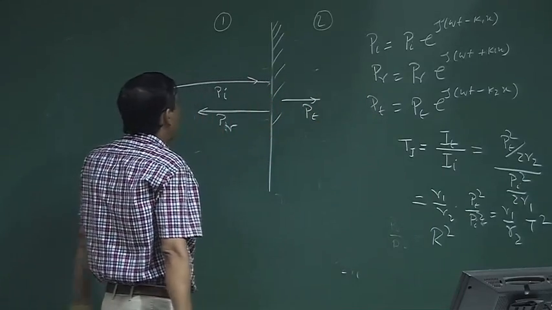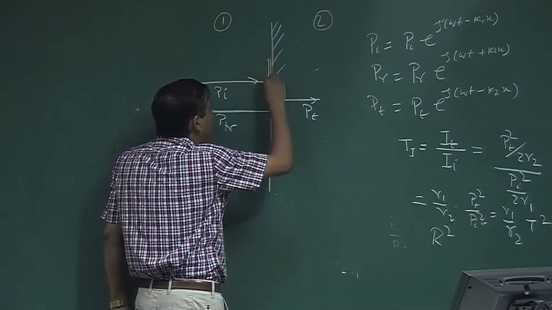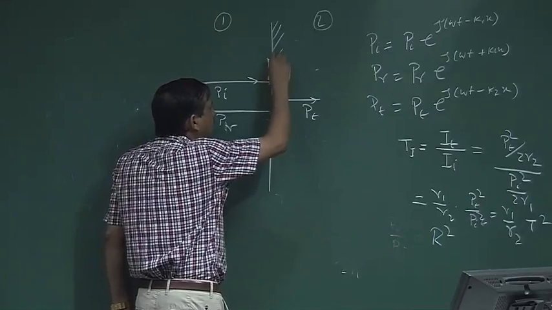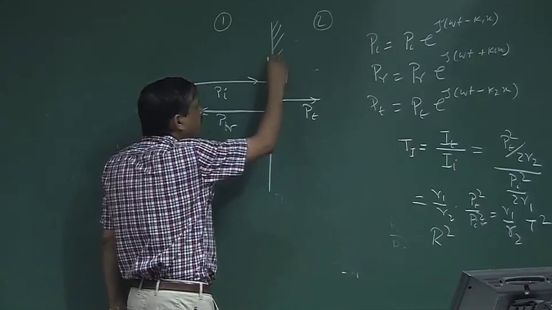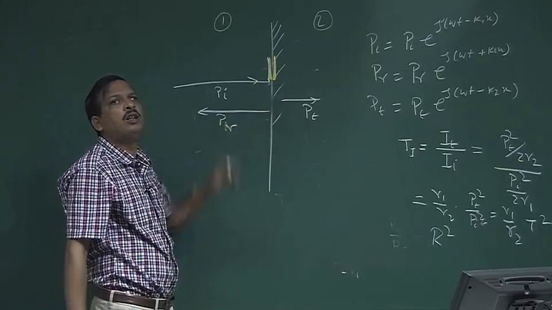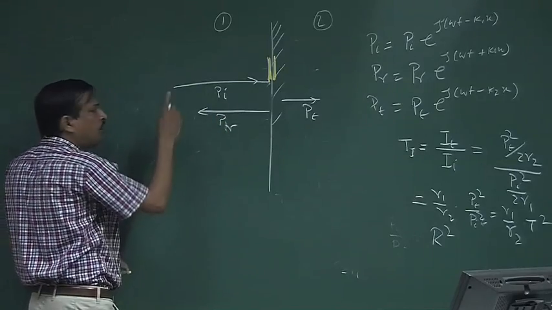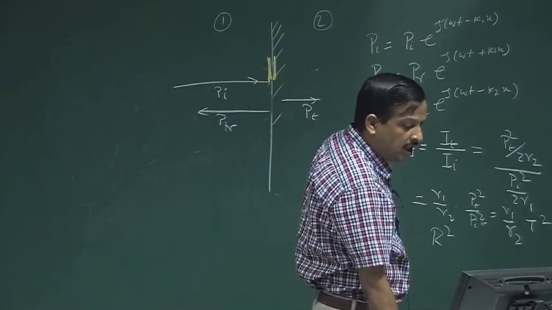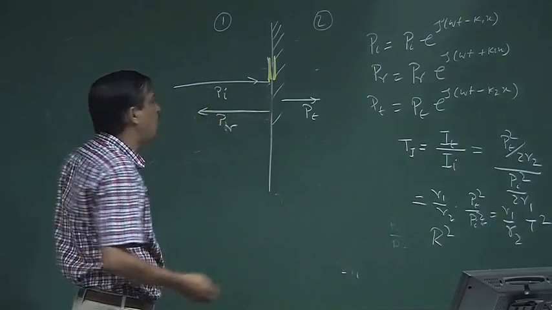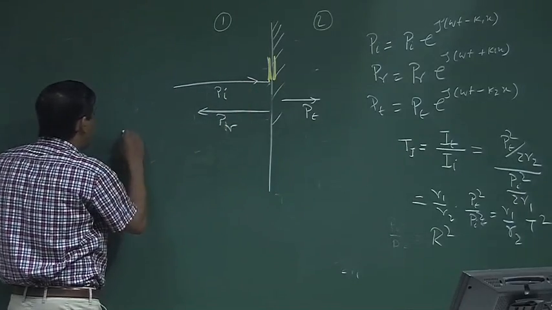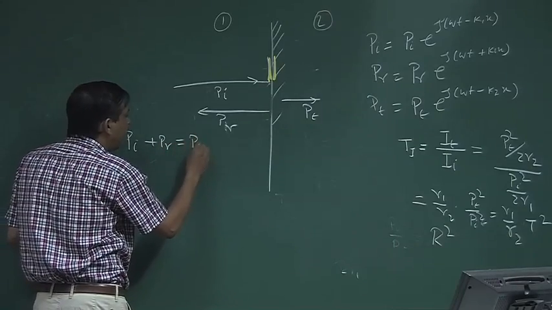Now, what are the boundary conditions? At the boundary, the pressure on this side of the boundary must be equal to the pressure on this side of the boundary. So, both side pressures will be equal. This is boundary condition 1: the acoustic pressure on both sides of the boundary must be equal. So, the acoustic pressure on this side is Pi plus PR, which must be equal to PT.